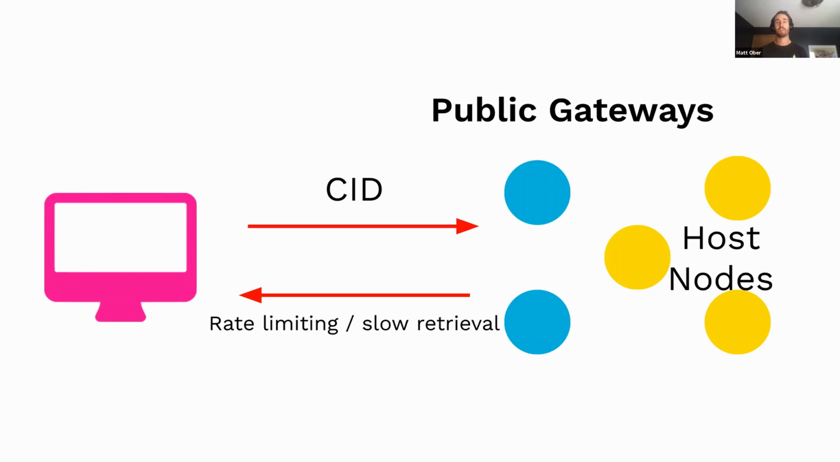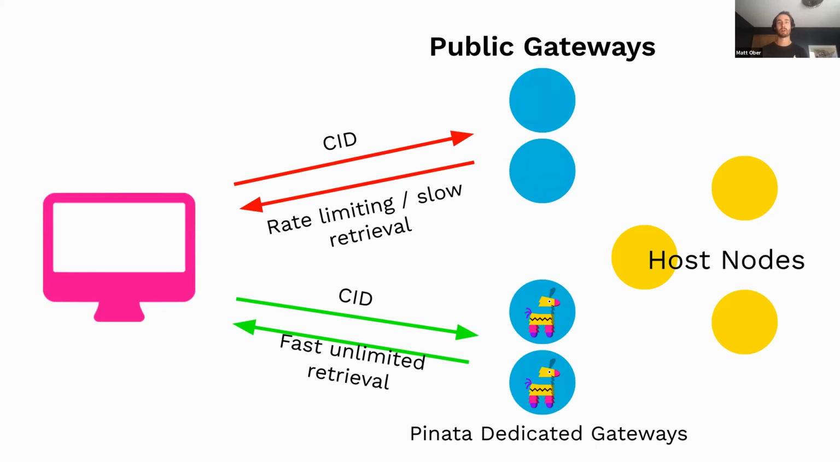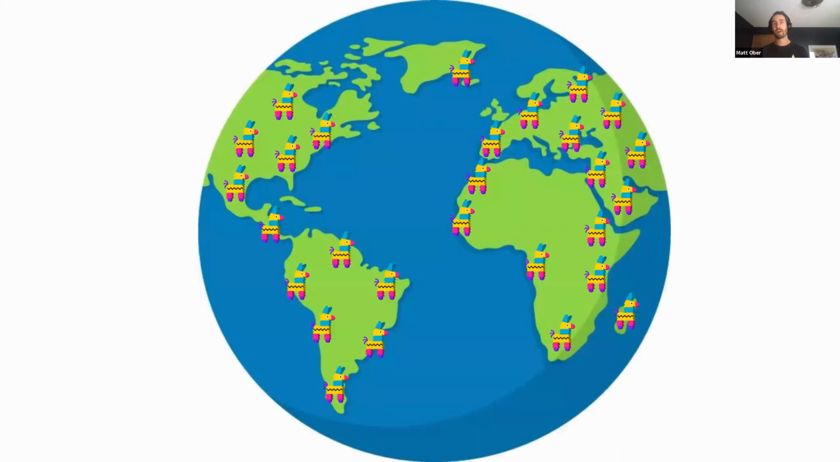Basically, if you want good, fast retrieval, we recommend checking out our dedicated gateway offering. Our dedicated gateways work the exact same as a public gateway, but you can provide us that CID, and then you're going to get fast, unlimited content retrieval that can scale really as much as you need it to. And a big benefit of these dedicated gateways is that they are part of a caching network that exists in over 200 cities around the world.